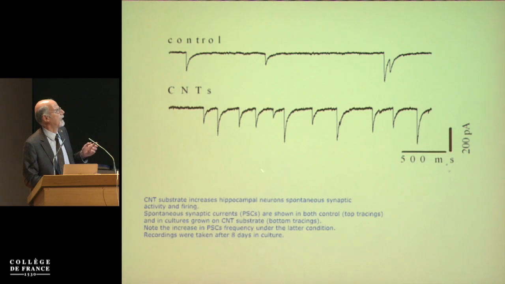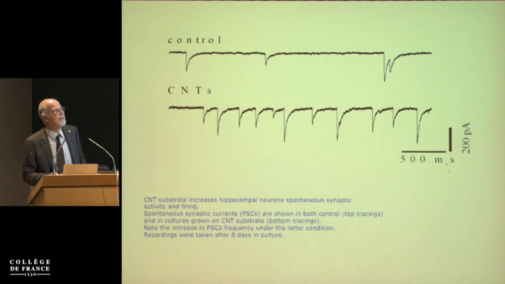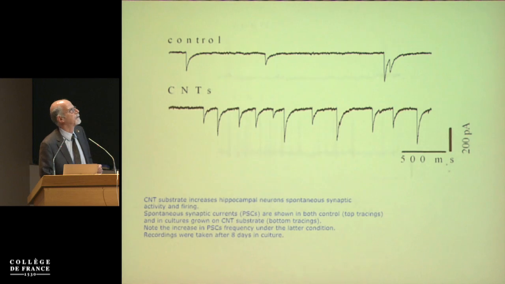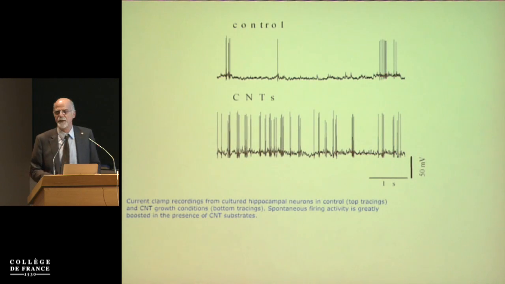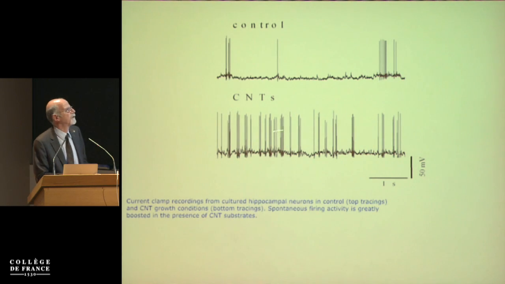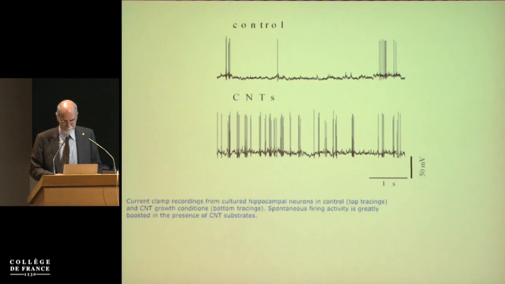This is a measurement which is called postsynaptic currents. So these are the currents that one single neuron is sending to the other neurons surrounding. And these events are much more numerous in the case of carbon nanotubes. This is another way of measuring the electrical activity of the neurons, and as you can see, these are called action potentials. Also in this case, we can see that the number of events is much, much higher than in the control.